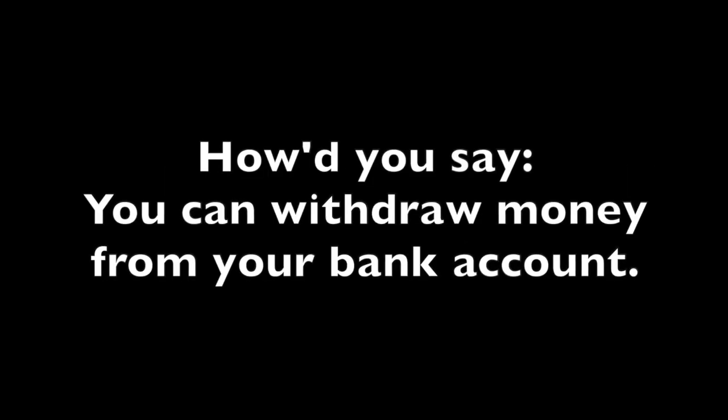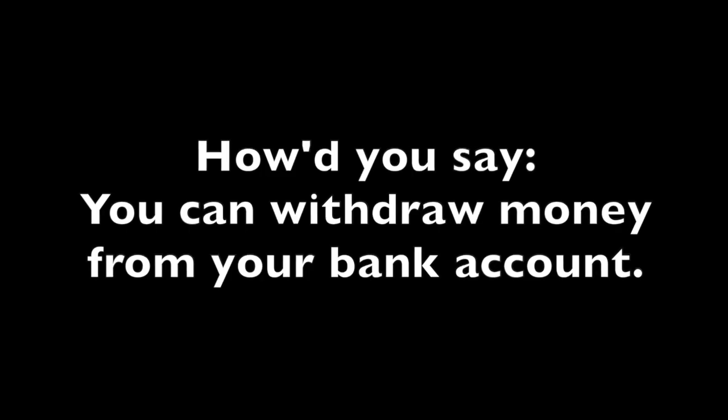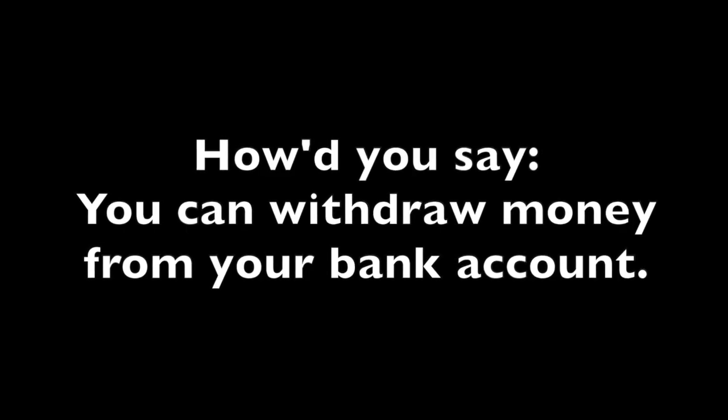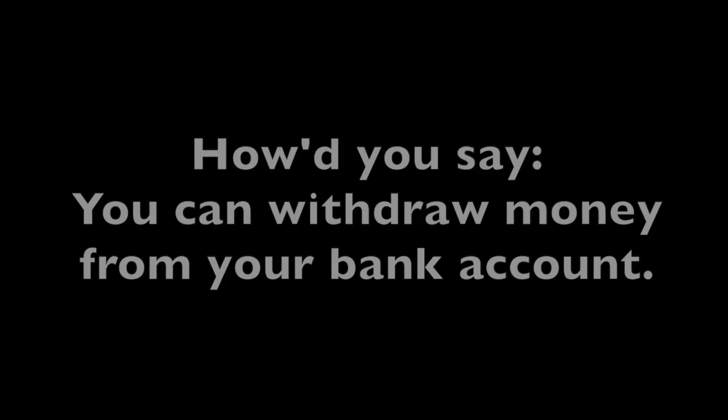How would you say you can withdraw money from your bank account? Du kannst Geld von deinem Bankkonto abheben. From your bank account. Von deinem Bankkonto. Das Bankkonto is the bank account. Das Bankkonto. Von is a preposition that triggers always the dative. And the neuter dative article is dem with em. So we say von deinem Bankkonto.